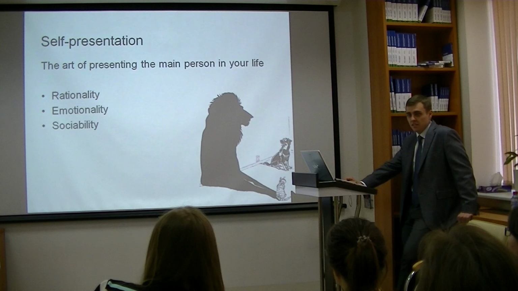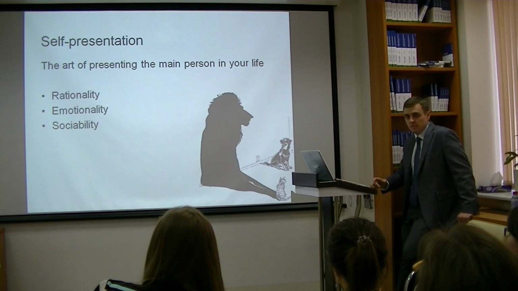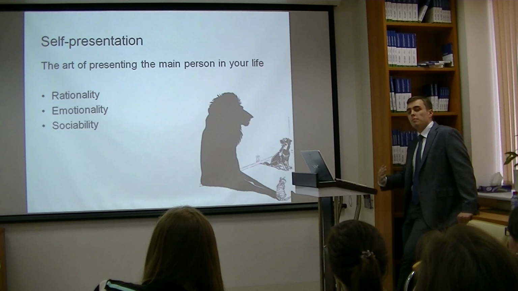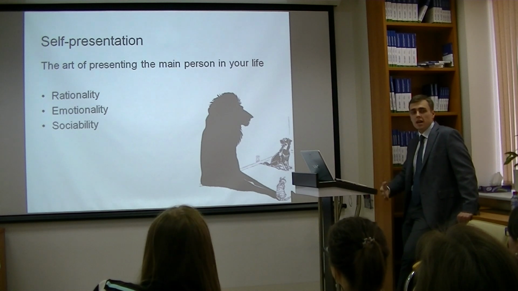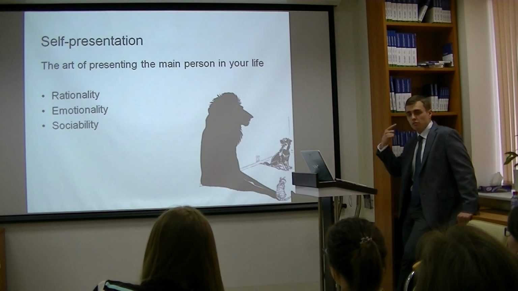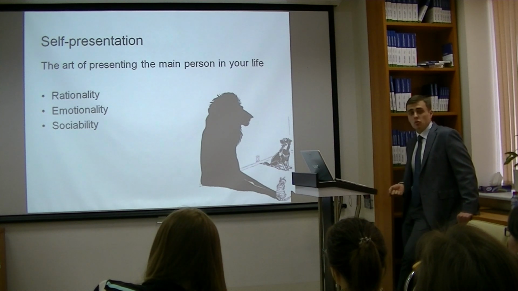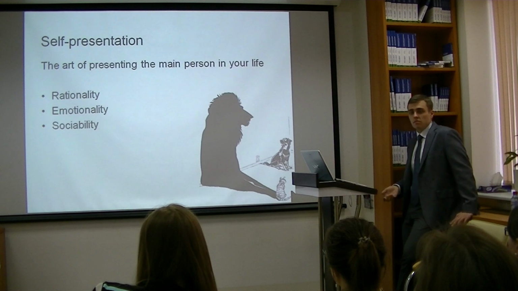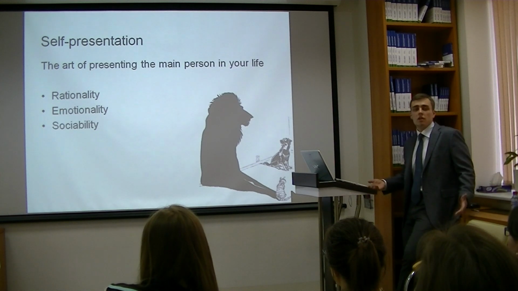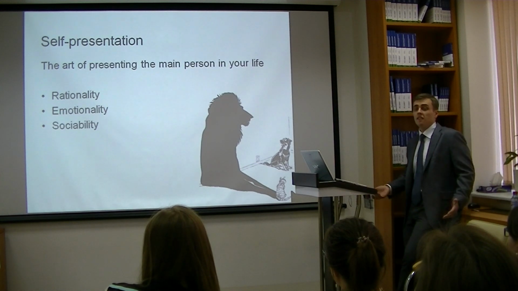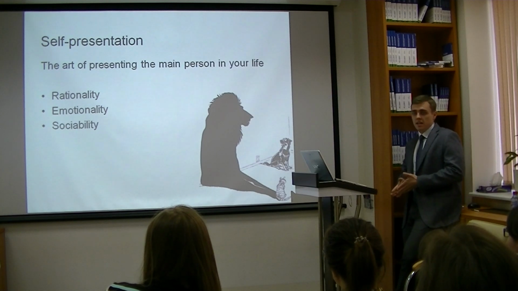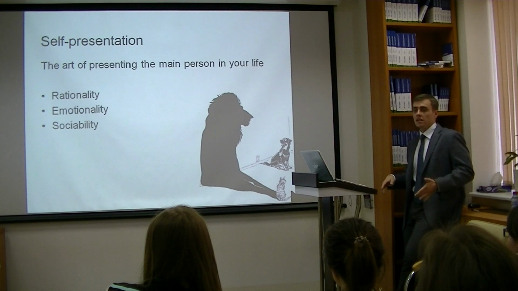There are three parts of it. First one is rationality. It means to behave properly, behave how you should, using your brain. The second one is emotionality. That means that we're not keyboards or robots, people have feelings. And the third one is sociability. It's basically networking. We'll discuss it later.